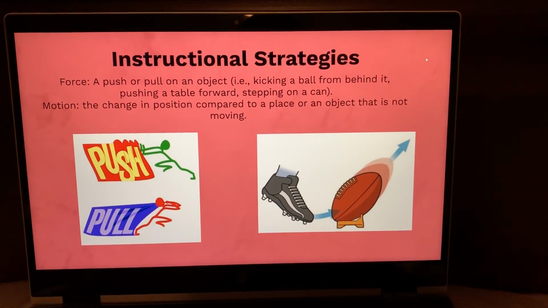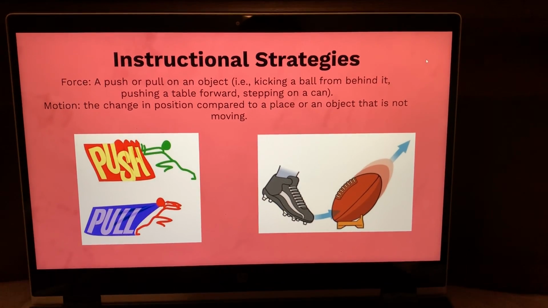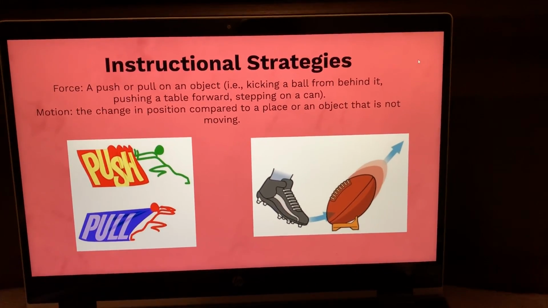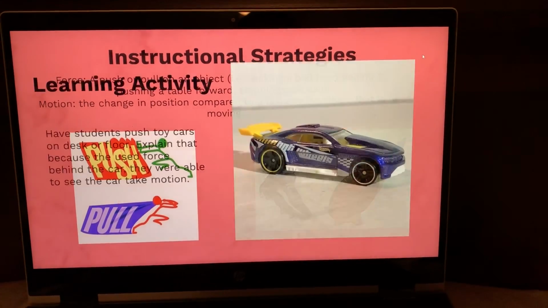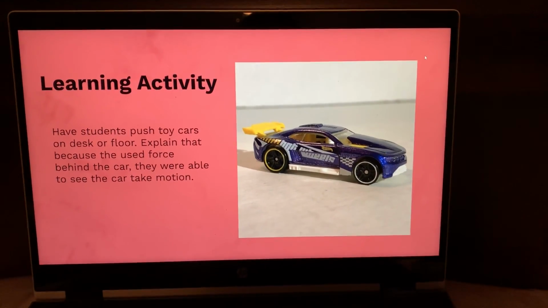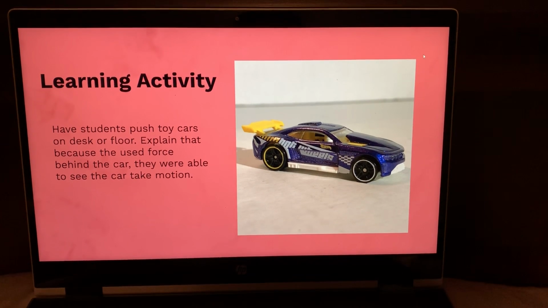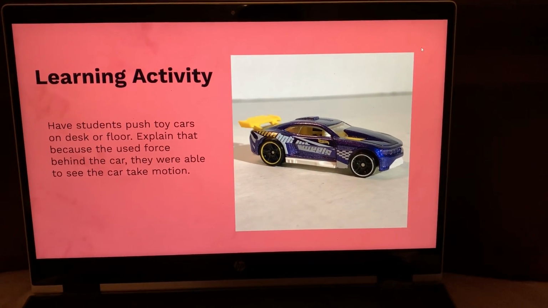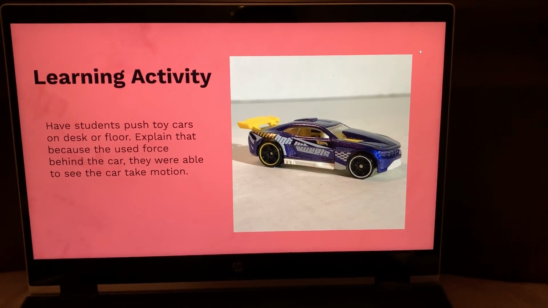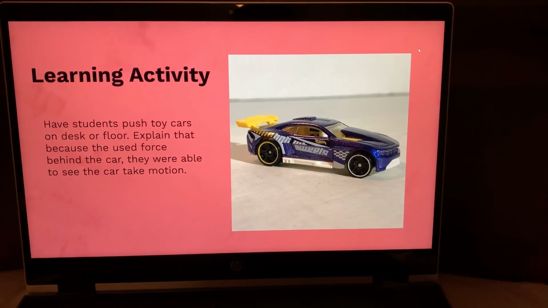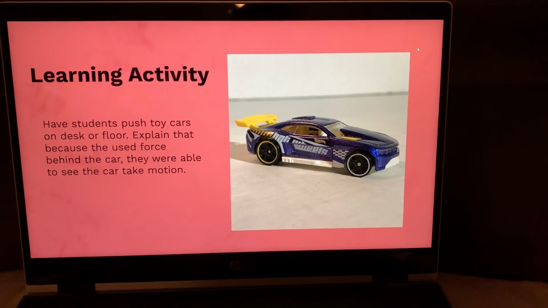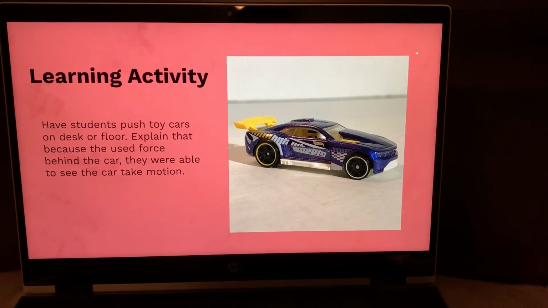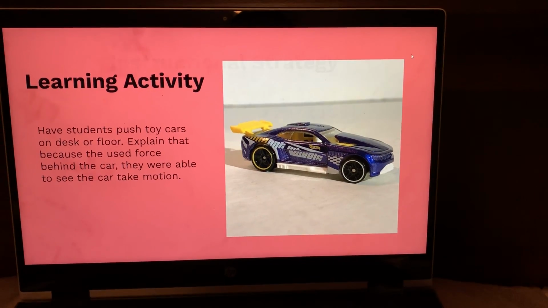So I included 2 little pictures, the push and pull, and then the picture of someone kicking a football. So kicking behind it is going to make it go forward. In the learning activity, you can have students push toy cars. You can get them to push them on their desk or on the floor and explain that the force that they're using to push behind the car is what's making it go forward. So the effect of force on an object makes it go forward.